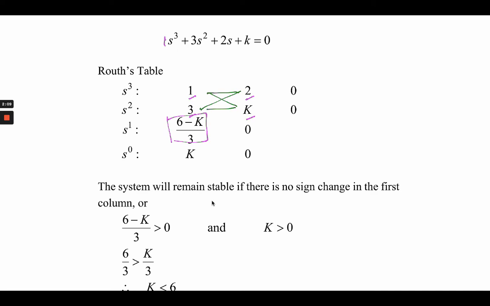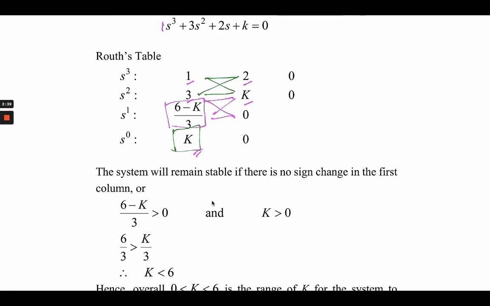And similarly for this one, we multiply (6 - k)/3 by k, and then we minus 3 times 0 equals 0, and we divide by (6 - k)/3. What's left is this value k.